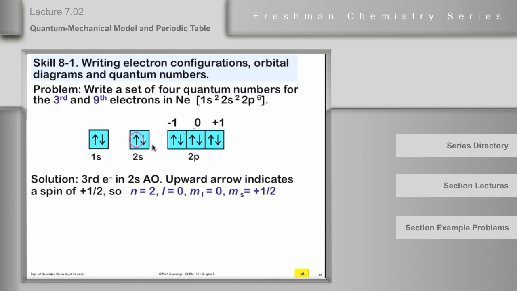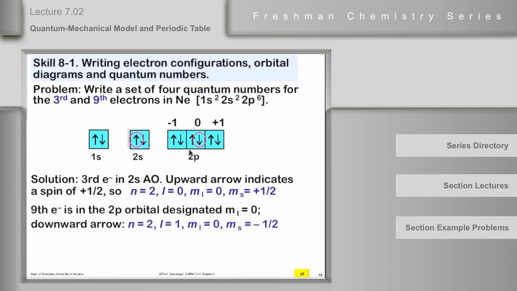Okay, what about the 9th electron? Well, it goes in 1, 2, 3, 4, 5, 6, 7, 8, 9. It's that one right there. Okay, now you could see that n is equal to 2. No, that's not. 8 would be this one over here. It's 2, 4, 6, 8. Count them the way they go in. 1, 2, 3, 4, 5, 6, 7, 8, 9.